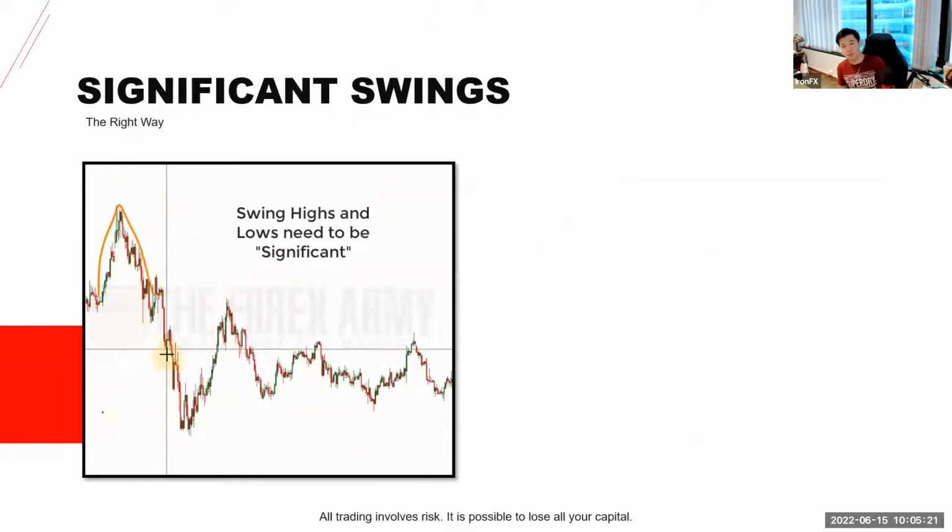When it comes to swing highs and swing lows, what you are looking for is what I call significant swings.